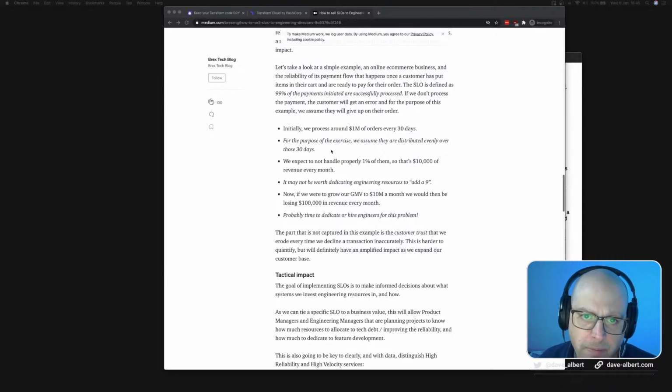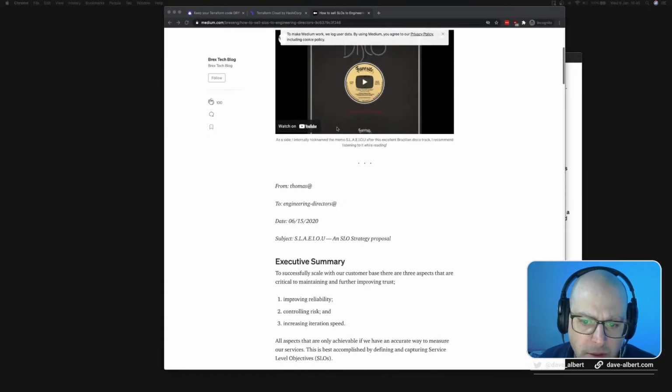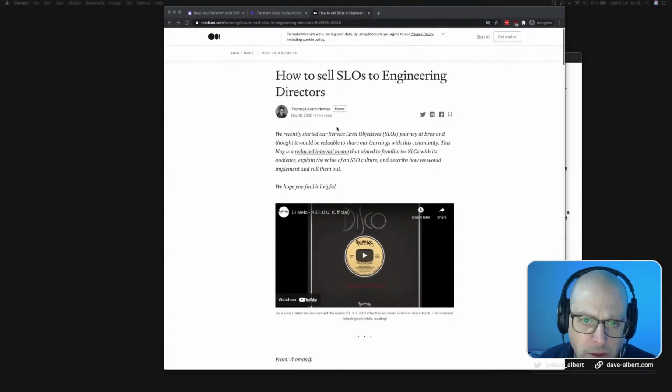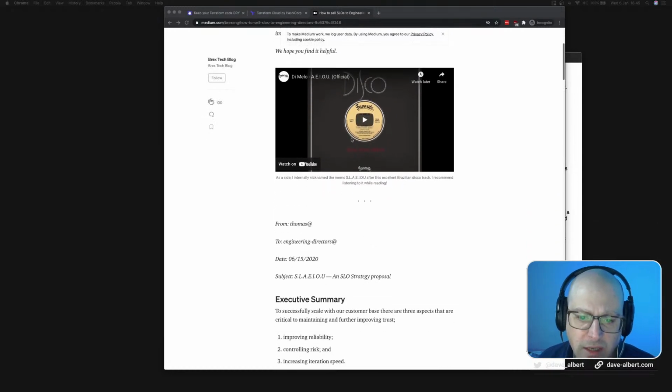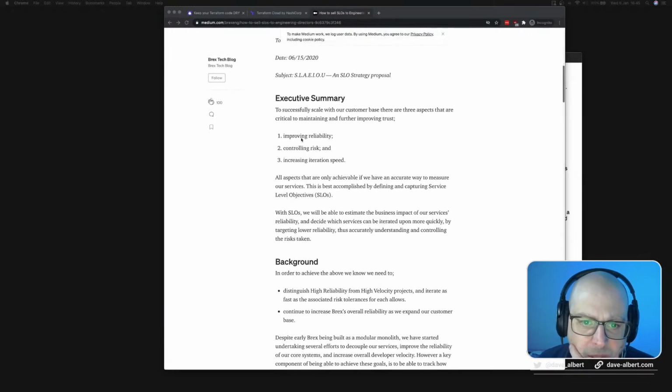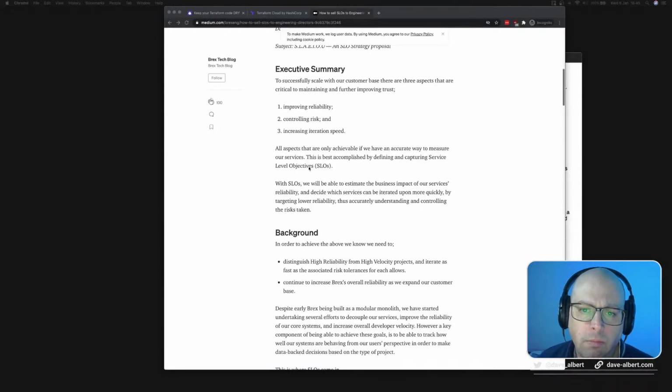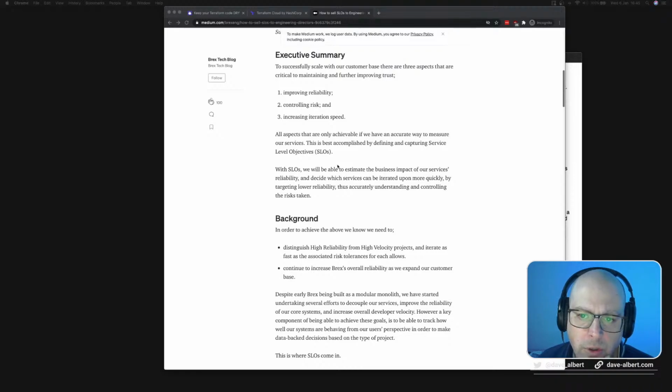I wonder if we can get just seeing if there was any initial. Yeah, here we go. So improves reliability, controlling risk, and increasing iteration speed. Okay, that's sure. So aspects are only achievable if we have an accurate way to measure our services. This is best accomplished by defining and capturing service level objectives.